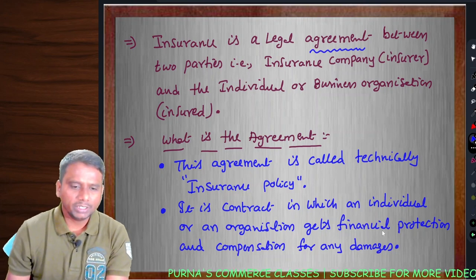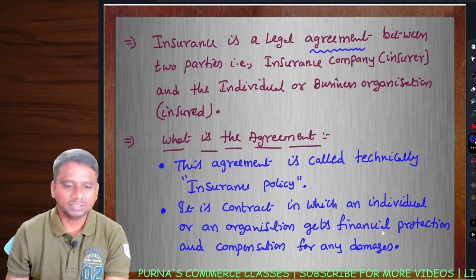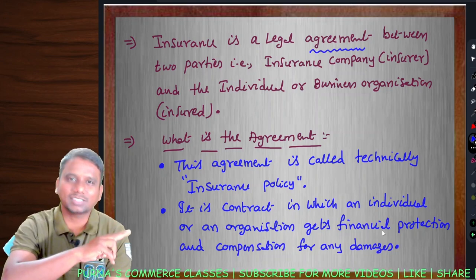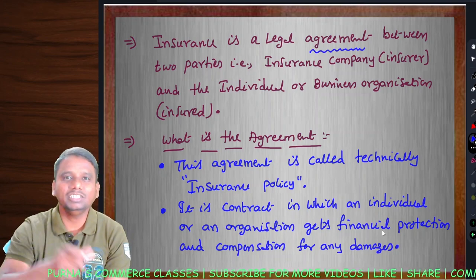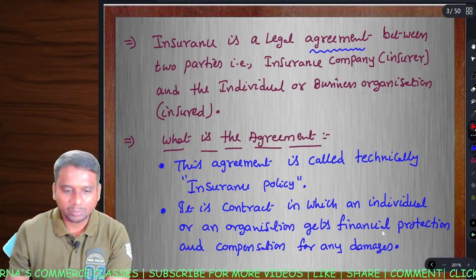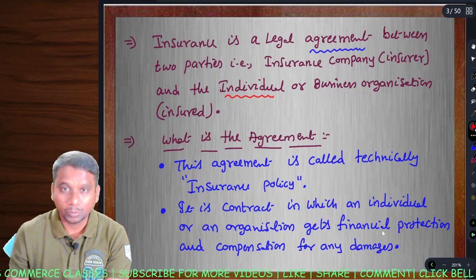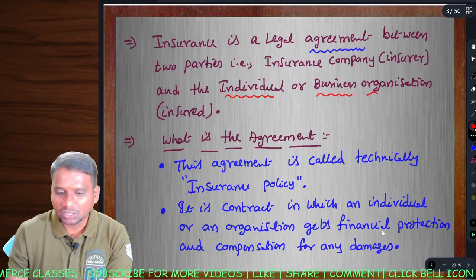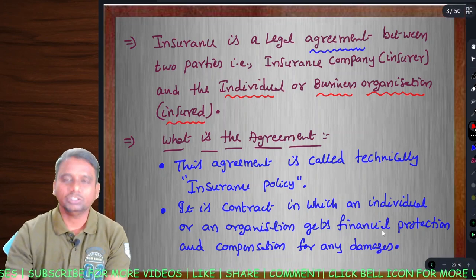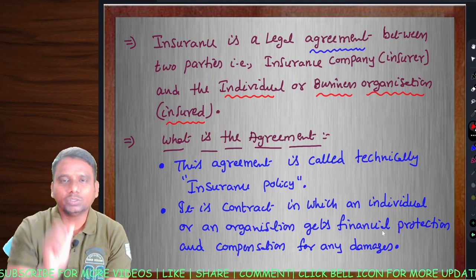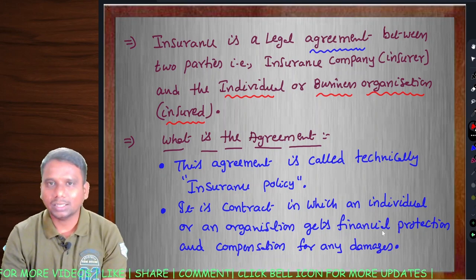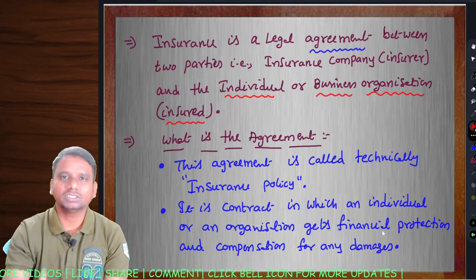Now, we try to understand what this insurance business is. See, insurance is a legal agreement between two parties. One party is the insurance company, which we call the insurer, and the other party may be an individual, that means a human being, or a business organization. This we call the insured. For any insurance, there are two parties. One is the insurer, that means the insurance company. Another one is the insured, the person who is taking this insurance.